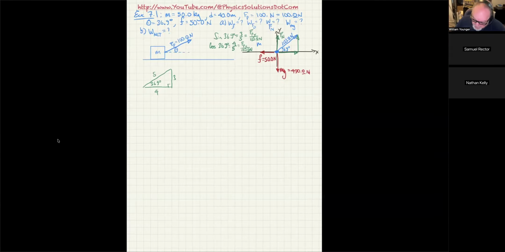Now we can break all this down. Obviously, if you multiply 100 times 4/5, you get 80. So this force right here is 80.0 newtons. And if you multiply 100 times 3/5, you get 60, so that's going to be 60.0 newtons is the y component. Now we have all the forces. I'm going to go ahead and use the summation of forces in the y direction is equal to mass times acceleration in the y direction.